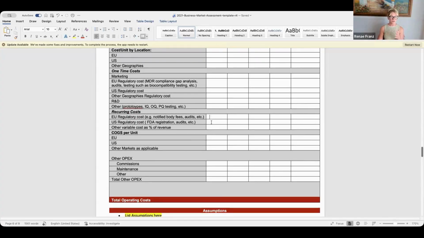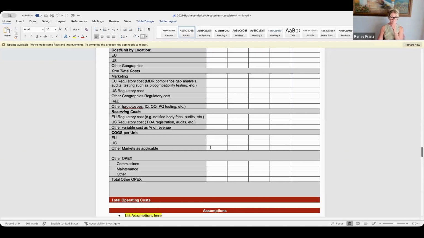And then you're going to have, once you're in the market, recurring costs. In Europe, you have notified body fees, you have audit fees. Here in the US, you have to register every year with the FDA. You also have audit fees. And then any other variable costs that you think would be a percentage of your revenue. So that would then allow you to figure out your cost of goods sold per unit in the EU, US, and other markets. Again, you'd be dropping this in an Excel spreadsheet, creating formulas, so you'd be able to figure this all out.